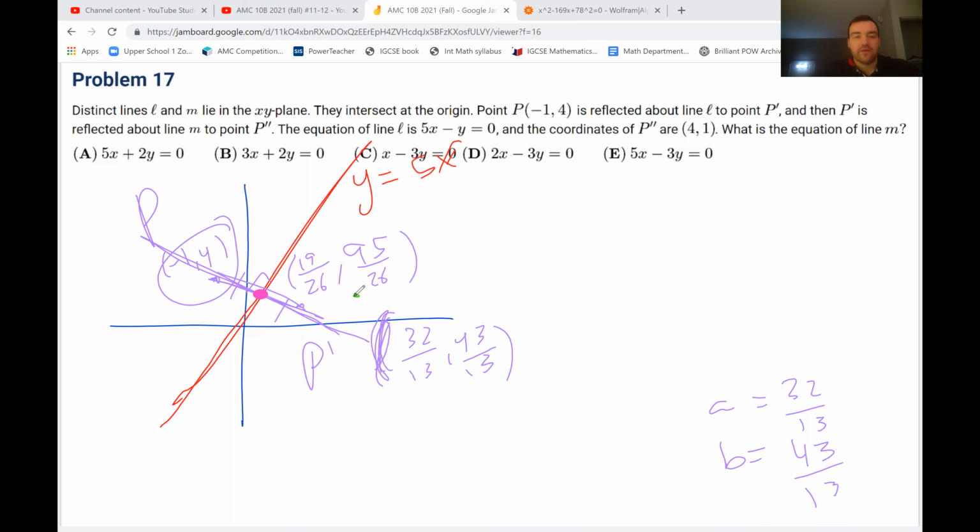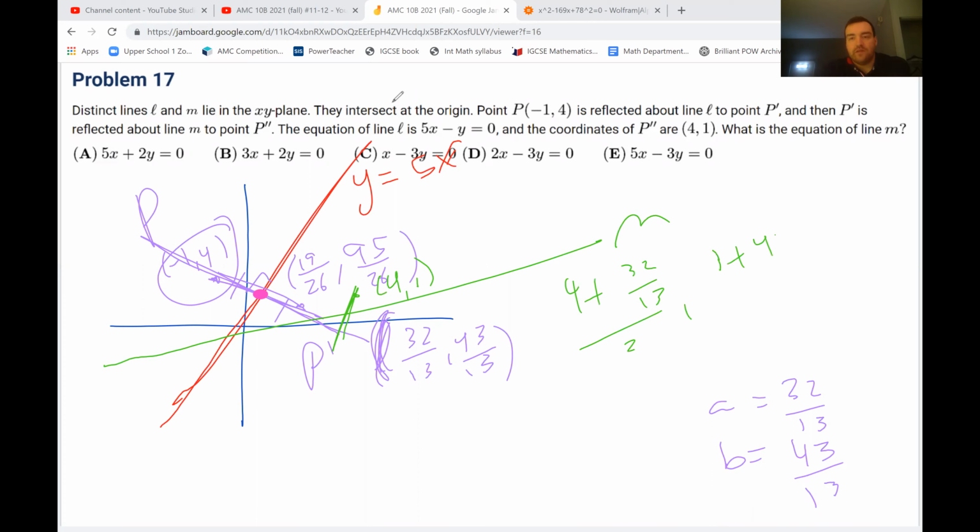maybe here-ish, right? So that means the line is going to have to be something like this, sort of a low sloping line. So that's going to be the line M. And this is going to be 4, 1, right? So we need to find the midpoint of 4, 1 and 32 over 13, 43 over 13. So we would do 4 plus 32 over 13 over 2, comma 1 plus 43 over 13 over 2.